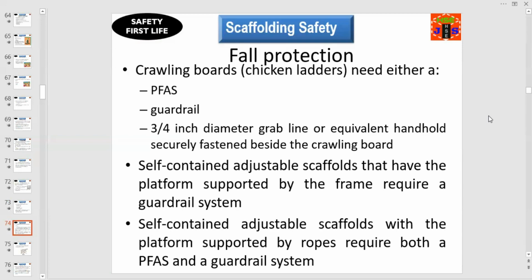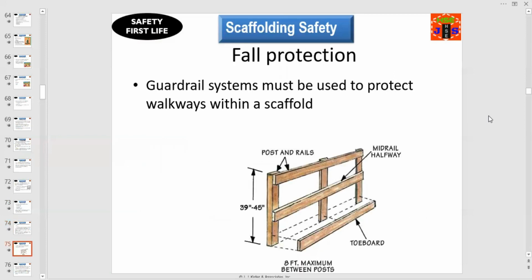You have to remember, crawling boards and chicken ladders need either a personal fall arrest system, or a guardrail, or a 3/4-inch diameter grab line or equivalent handhold securely fastened beside the crawling board. Self-contained adjustable scaffolds that have the platform supported by the frame require a guardrail system. Self-contained adjustable scaffolds with a platform supported by ropes require both a PFAS, personal fall arrest system, and a guardrail system. Guardrail systems must be used to protect walkways within a scaffold.